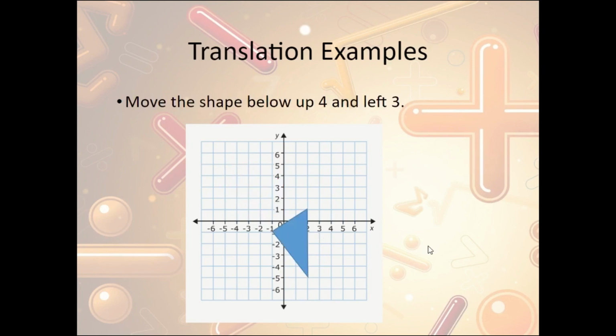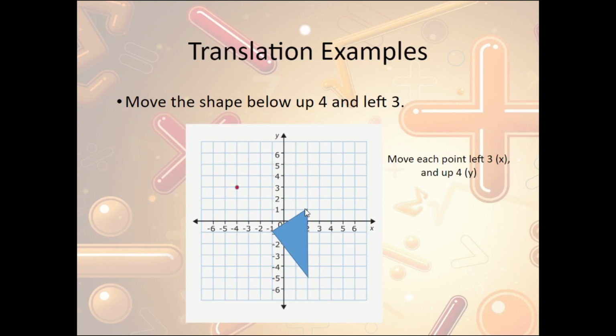Let's look at another example. It says, take the shape below and move it up 4 units and to the left 3. So again, take each of the points, move them to the left 3 and up 4. So I move this point to the left 3, 1, 2, 3. And then up 4, 1, 2, 3, 4. So I should have a point there.